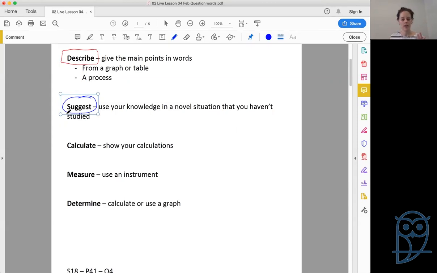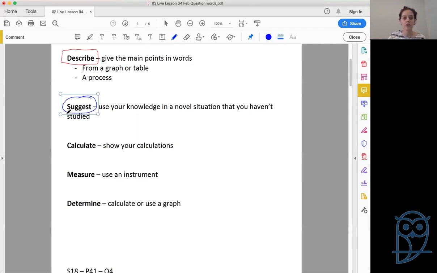But you're going to use your knowledge. You know A, B, and C. Therefore, if you know them well enough, you can pull on them and you can say, okay, I'm looking at this. A, B, and C is going to help me. Therefore, I can suggest something. So you're not just suggesting some random sort of answer. You're thinking about what is it that I know and how is this going to help me?